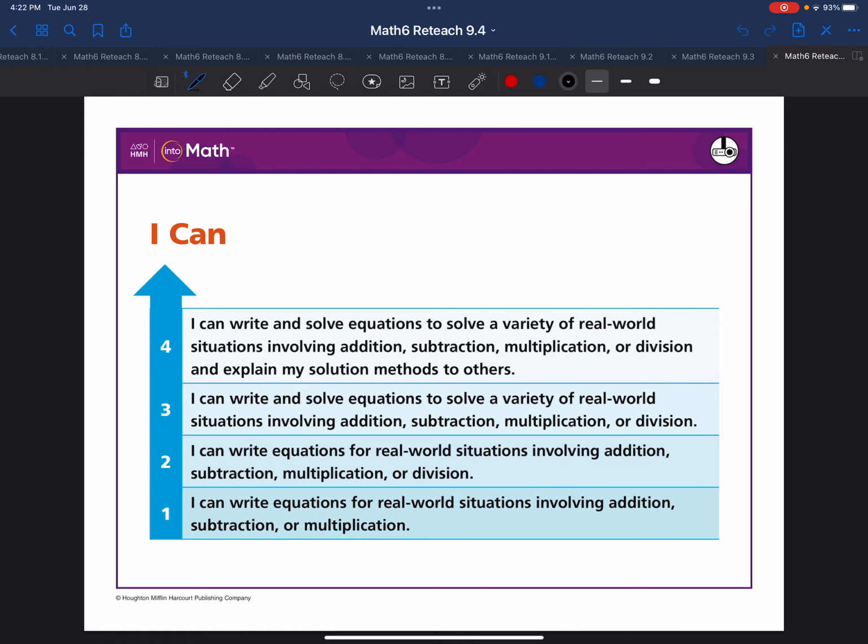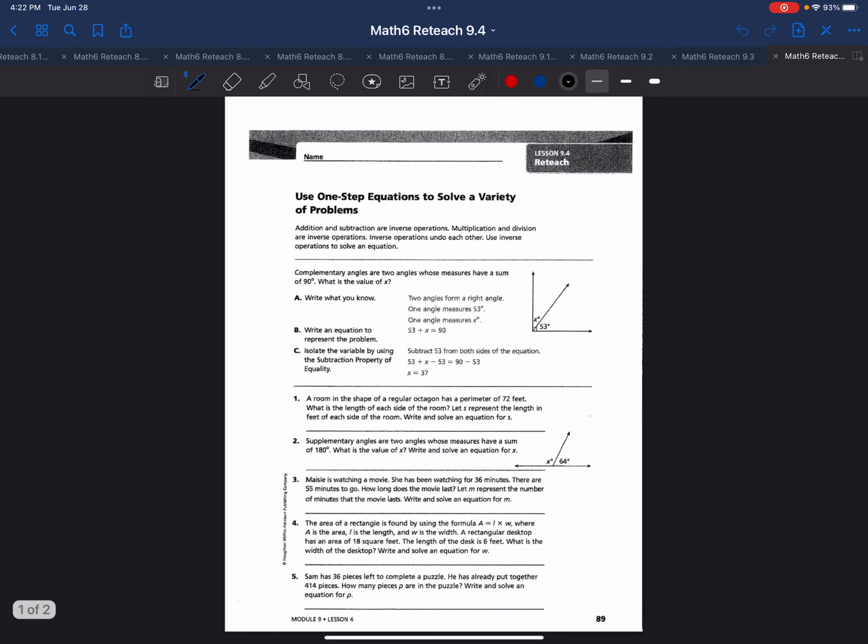Today we will review 6th grade math lesson 9.4. This lesson will cover how to use one-step equations to solve a variety of problems. Here's your I can statement. I can write and solve equations to solve a variety of real-world situations involving addition, subtraction, multiplication, or division, and explain my solution method to others.